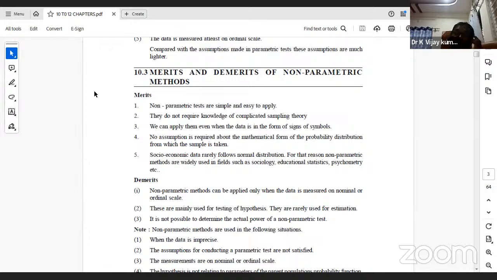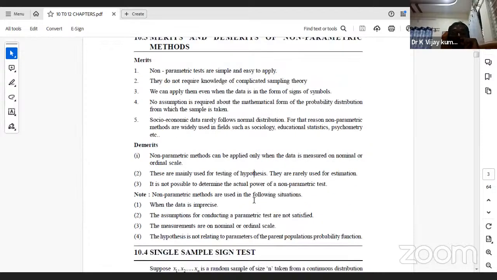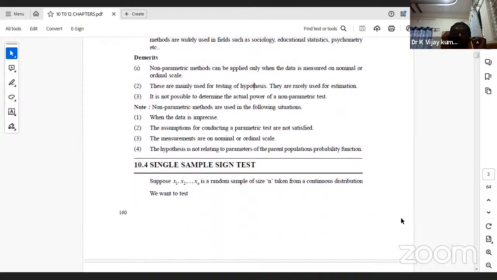These are mainly used for testing of hypothesis. They are rarely used for estimation. It is not possible to determine the actual power of a non-parametric test. So non-parametric methods are used in the following situations: when the data is imprecise, when the assumptions for conducting parametric tests are not satisfied, when the measurements are on a nominal or ordinal scale, or when the hypothesis is not related to the parameter of the parent population or probability function.